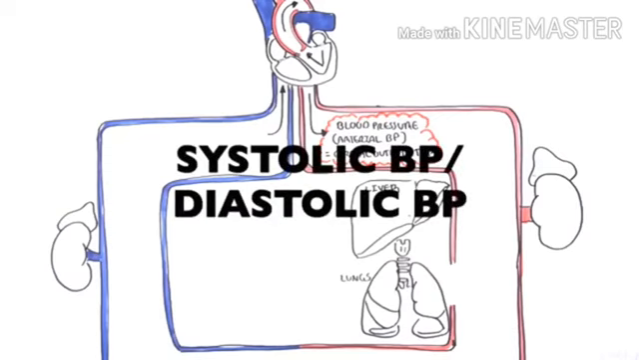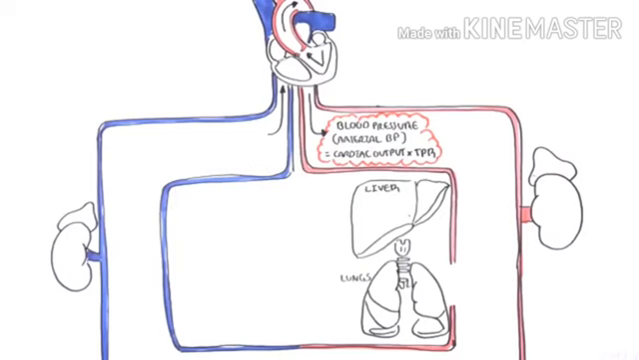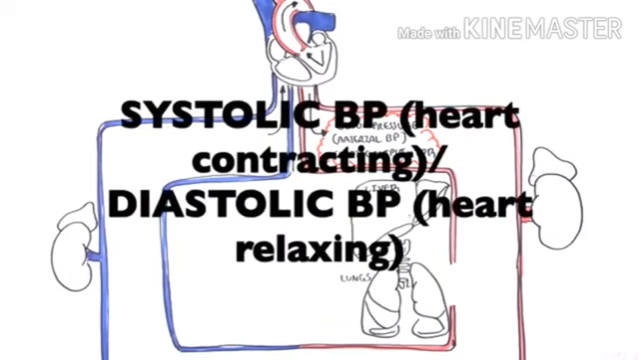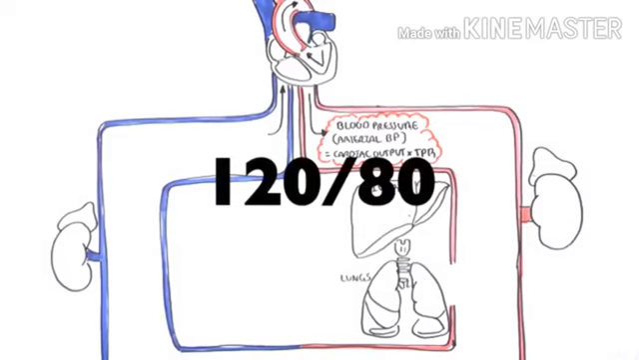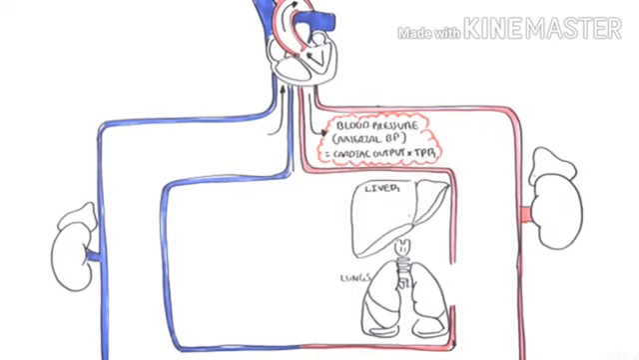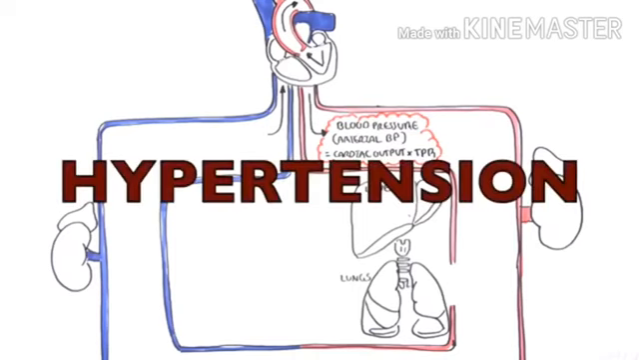The blood pressure is a ratio of systolic blood pressure to diastolic blood pressure. The systolic blood pressure is the pressure in the arteries when the heart is contracting, and that is always higher. The diastolic blood pressure is the pressure in the blood vessels when the heart is in a relaxed condition, and that is always lower. The normal blood pressure is 120 by 80 mm of Hg. When the blood pressure goes above 140 by 90, it is considered hypertension.